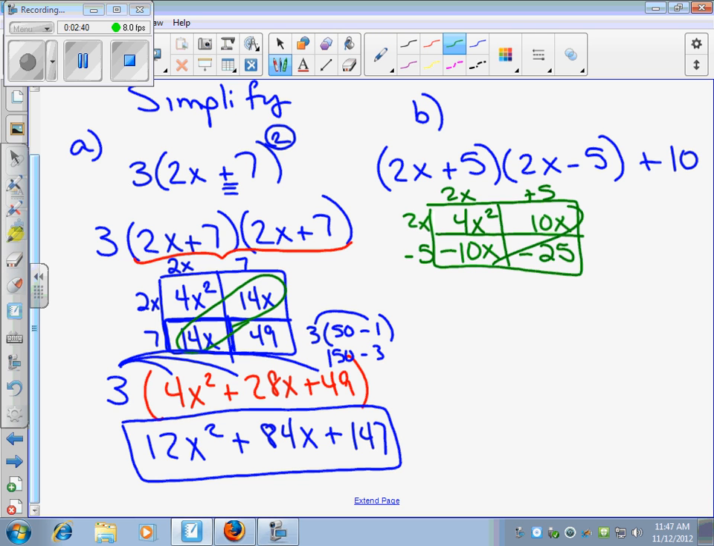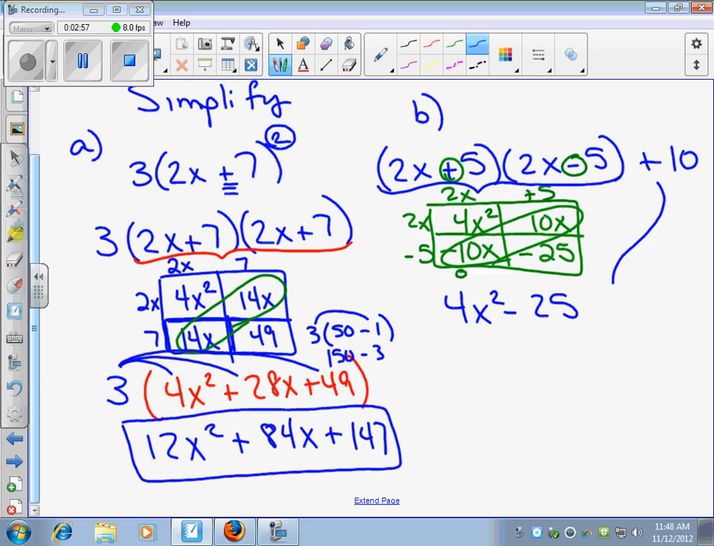So now when I add these two things together, they equal 0. And anytime you have the same numbers, and one's a plus and one's a minus, that's going to happen. So the answer here so far for this little piece is 4x squared minus 25.